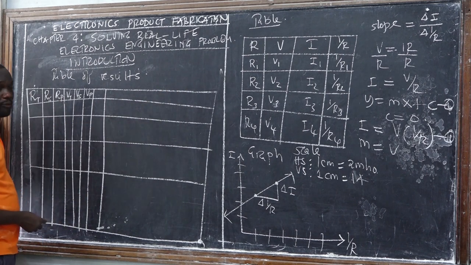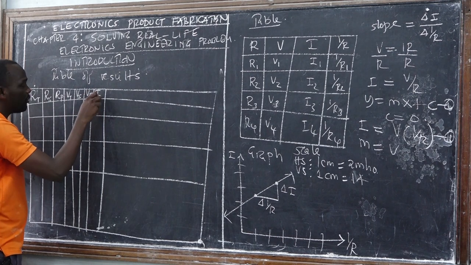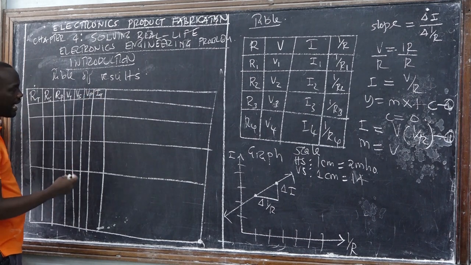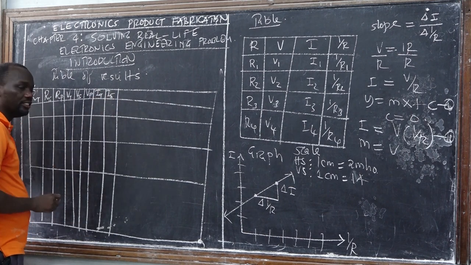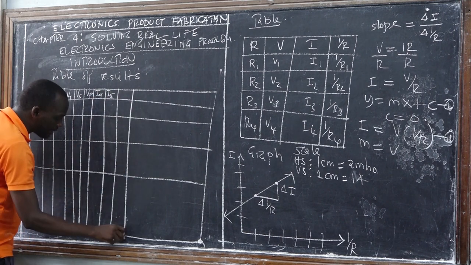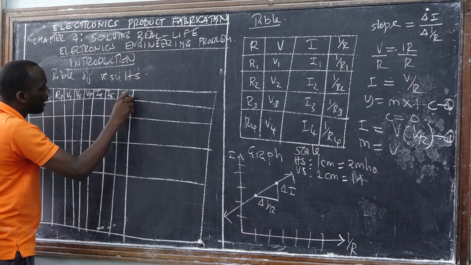Then we have another column for current. So we are going to have theoretical current or computation current, and then another column of simulated current, and also another column of practical current.